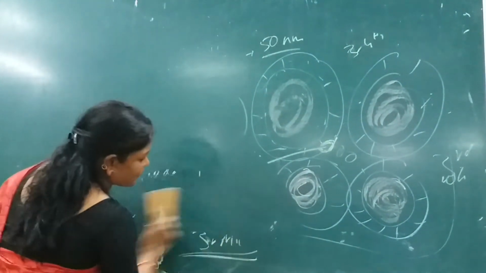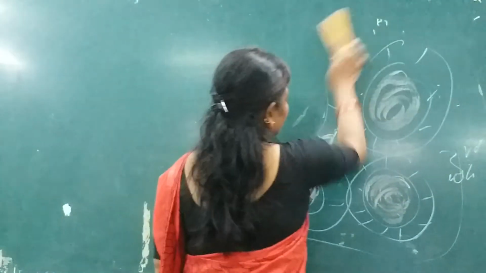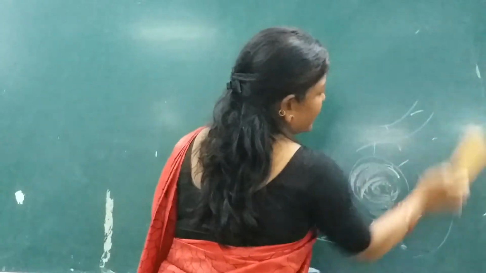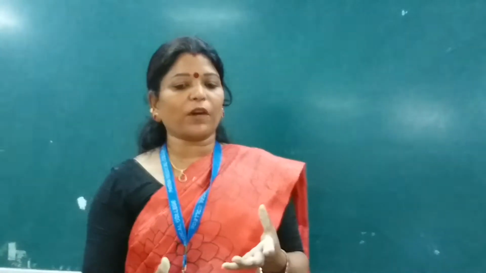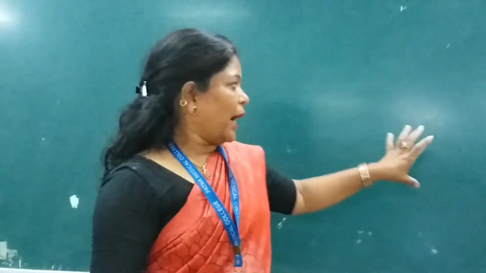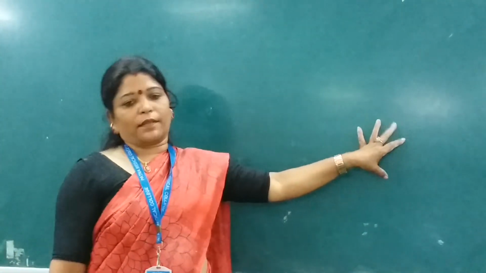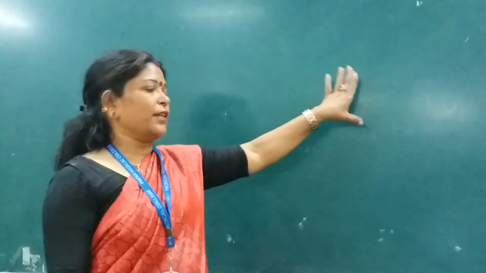So this was something about the histology of the thyroid gland. Columnar epithelium is seen when there is the active form of the thyroid gland, and when there is the resting phase, there is the cuboidal epithelium.